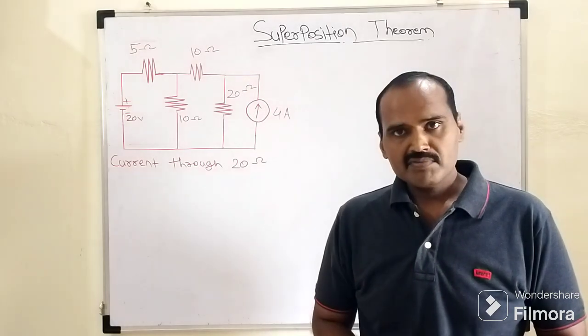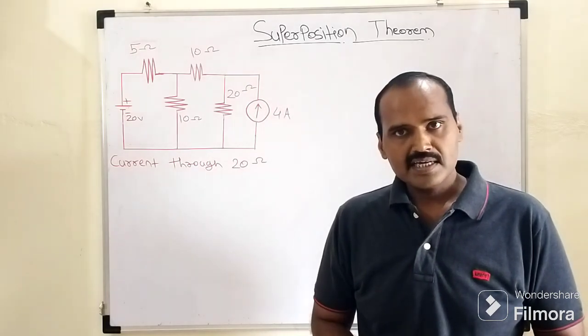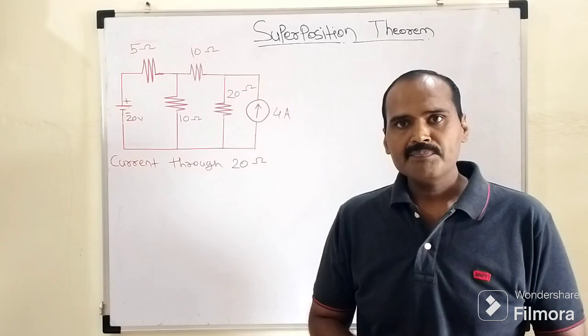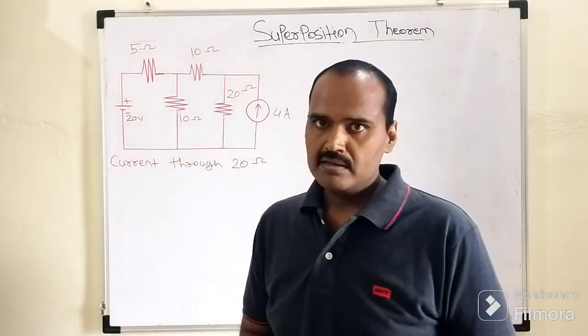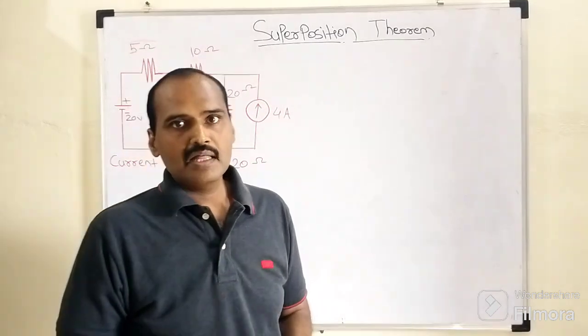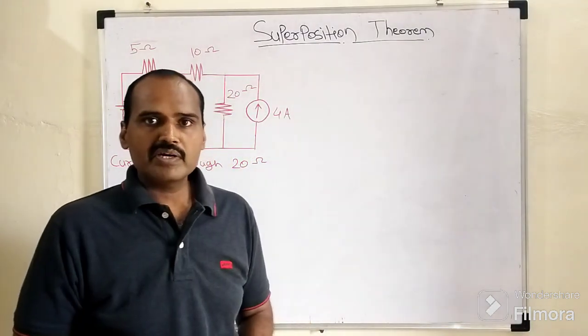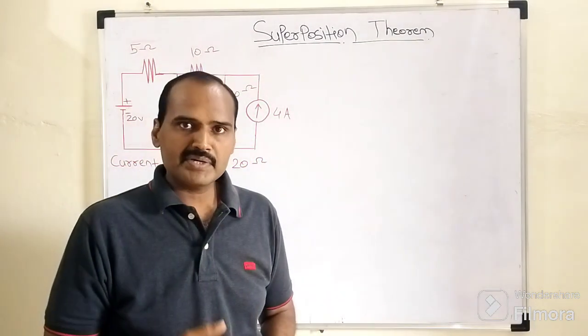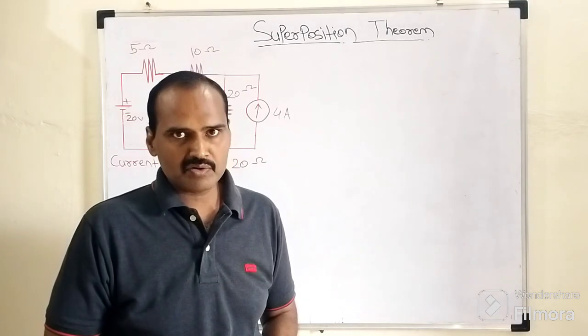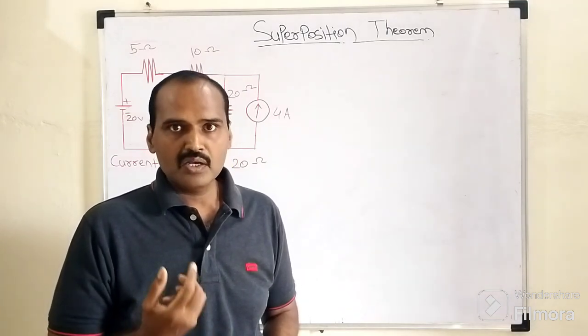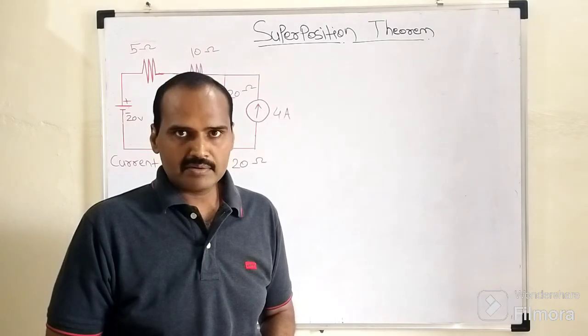The statement of that superposition theorem is very simple to understand: in any linear bilateral network. A linear bilateral network means what? A special kind of network or circuit whose parameters or properties remain the same even though we are changing the direction of applied voltage or current. So this is how a linear bilateral network is called.